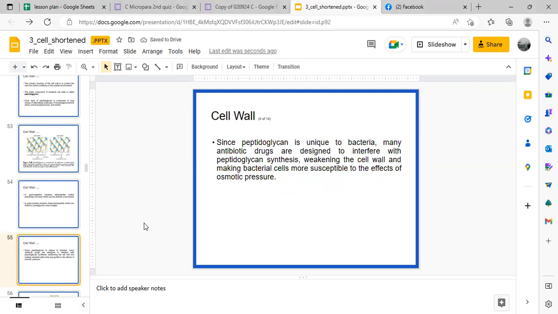Okay? So, I've stated already in biochem that peptidoglycan is the target of penicillin, so the production of peptidoglycan. So that the bacteria will not have a cell wall, that's the reason why penicillin can kill bacteria. That's its antibiotic property. Antibiotic drugs are designed to interfere with peptidoglycan synthesis, weakening the cell walls, making the bacterial cell walls more susceptible to the effect of osmotic pressure.